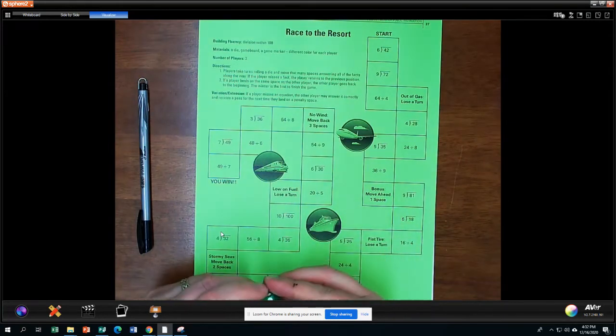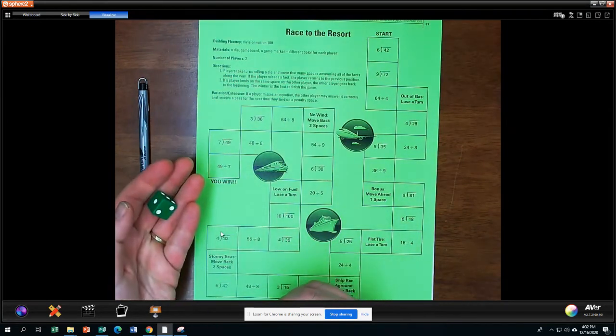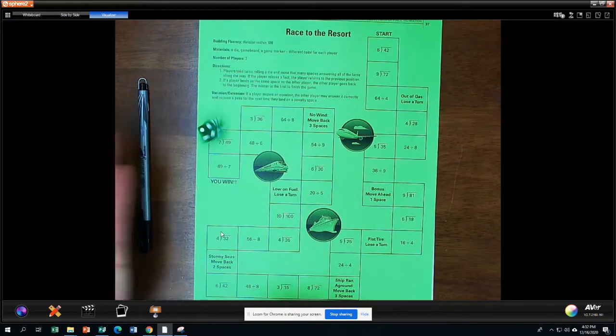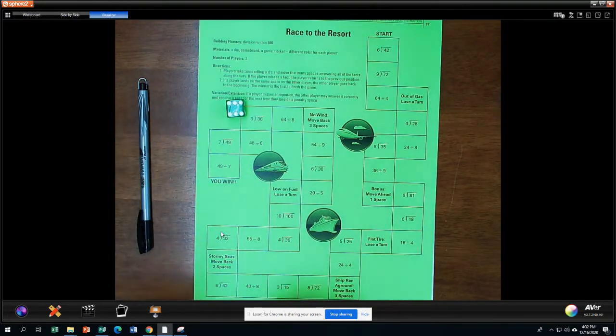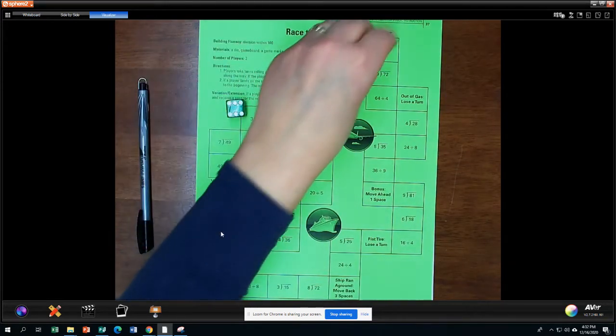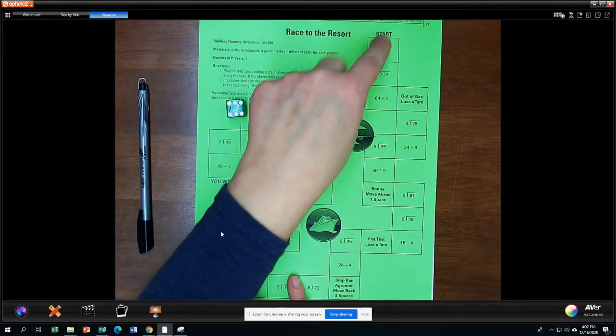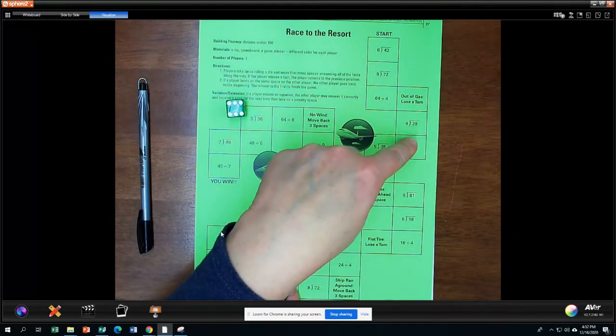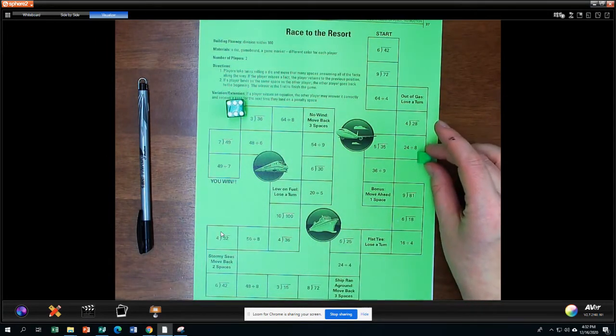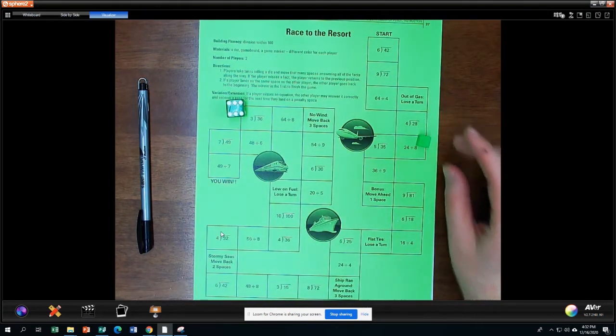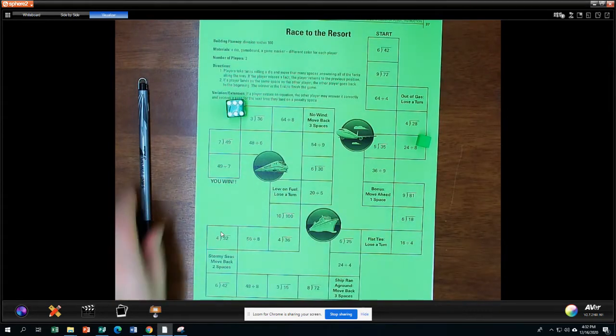So remember, you can find the dice in your math game box. And you just need 1 die. And you're going to roll. Players are going to take turns rolling. And you're going to move that number of spaces. So I'm going to use one of my centimeter cubes as my marker right here. So this is where I start. So I rolled a 6, so I'm going to go 1, 2, 3, 4, 5, 6.